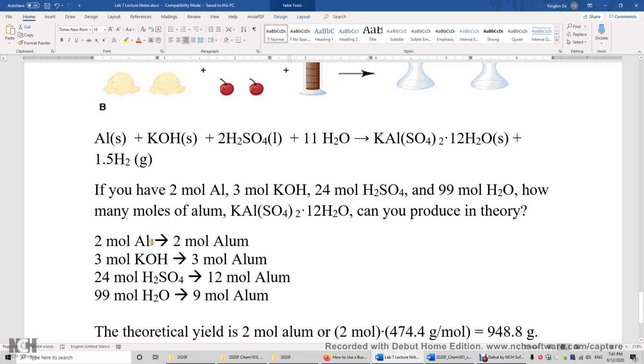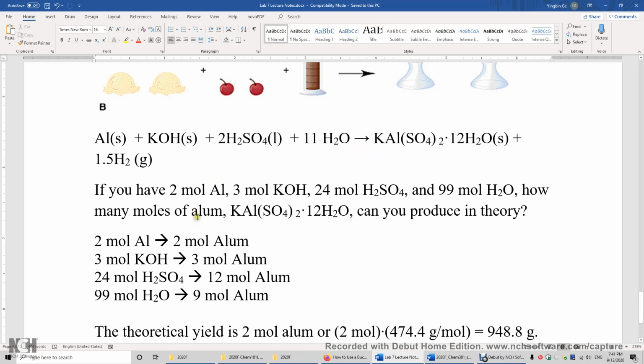Well, if you have 2 moles of aluminum, there's a 1-to-1 ratio here, then you can make 2 moles of alum. 3 moles of KOH, okay, 1-to-1, then you can make 3 moles of alum. 24 moles of sulfuric acid. There's a 2-to-1 ratio, so 24 moles of sulfuric acid can be used to make 12 moles of alum. 99 moles of water, there's a 11-to-1 ratio over here. Look at the coefficient here. And here that means you can make only 9 moles of alum, given 99 moles of water.